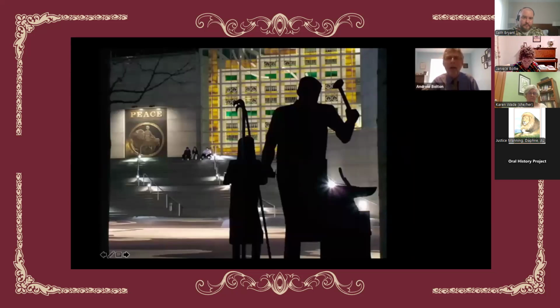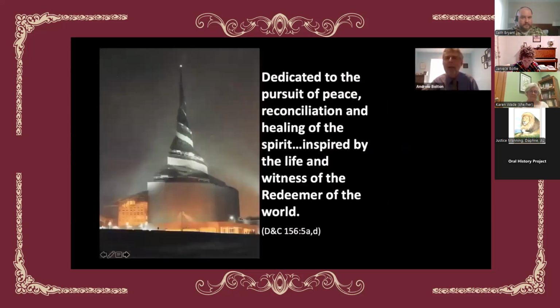And I don't think we would have a temple dedicated to the pursuit of peace, reconciliation, and healing of the spirit, inspired by the witness and redeemer of the world, were it not for the church seal as visual theology, beloved in our sanctuaries and on our publications.